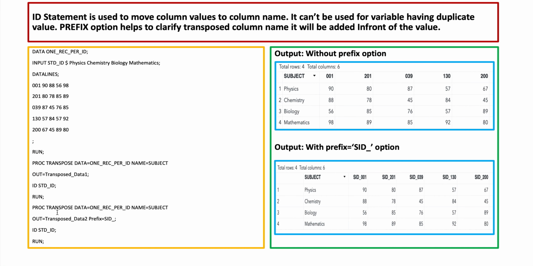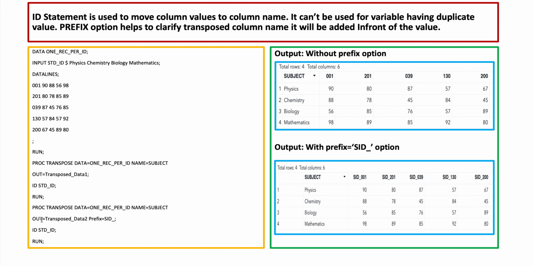From this last set of code, proc transpose data 1 record per ID, we provide name that is the subject, that indicates the transposed subject column name. Output data set is transpose_data 2 and we use prefix here, prefix sub student ID underscore. That will attach in front of student ID value. ID student ID and run.